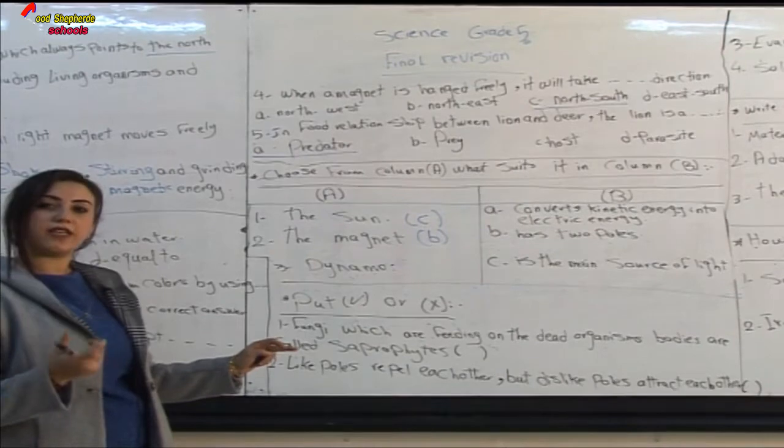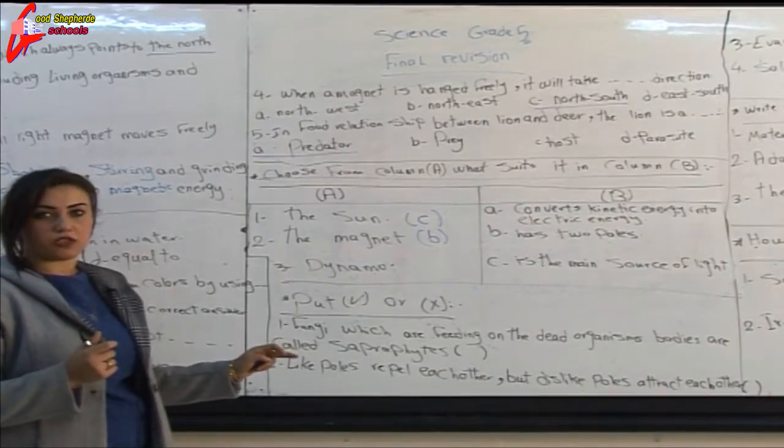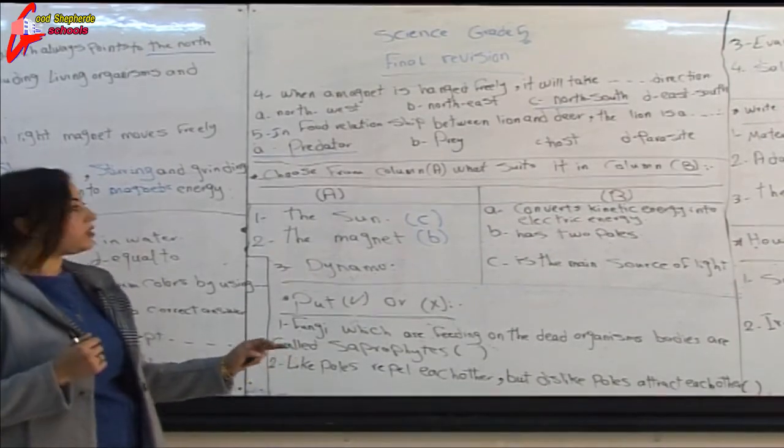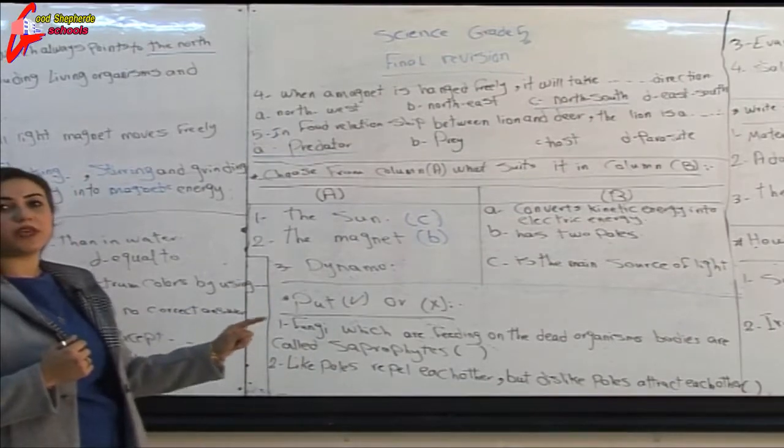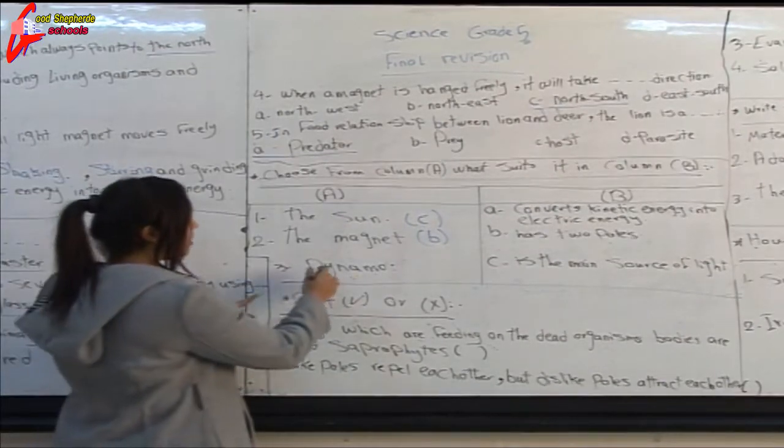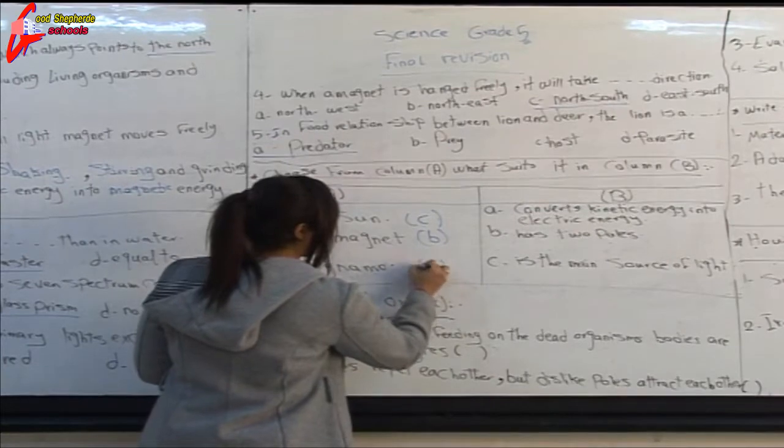What's the meaning of kinetic energy? It means the mechanical energy, the motion of the magnet, converted into electric energy that makes the lamp light. So the dynamo, the answer is A.